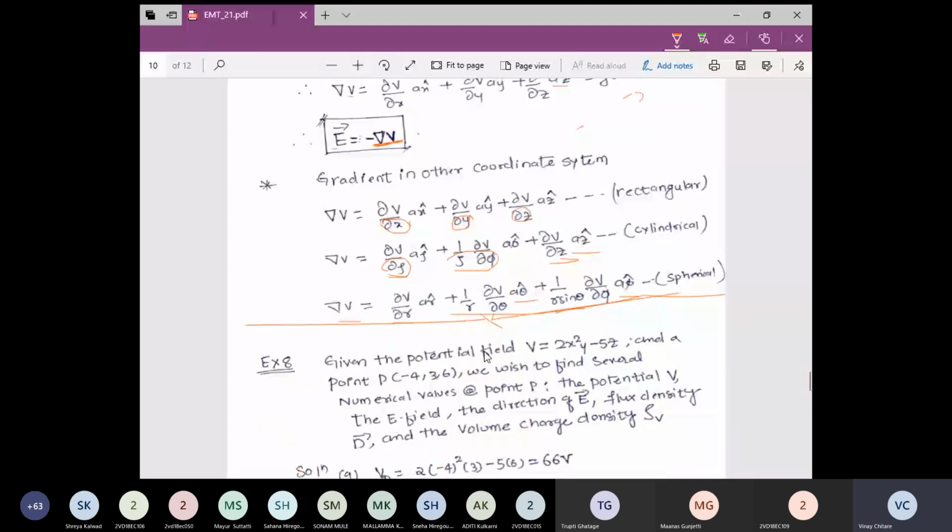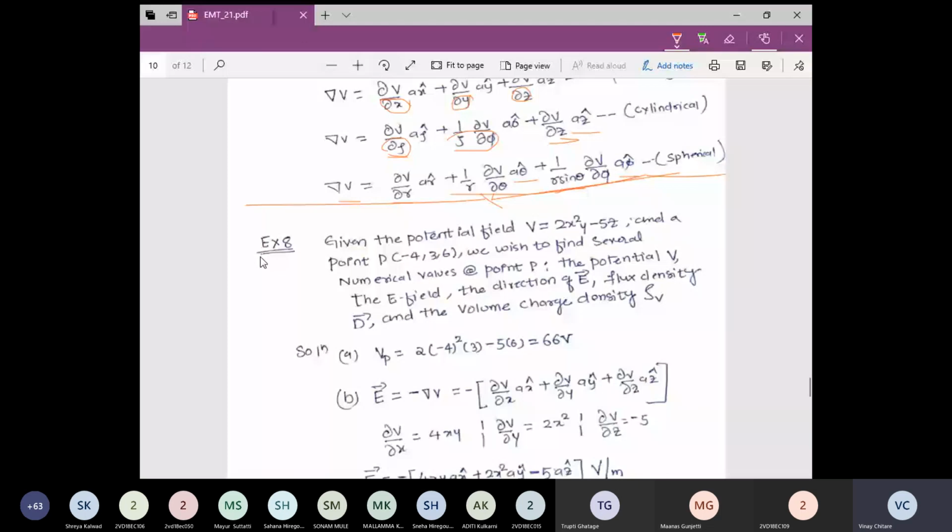Okay, so with this, we'll conclude this class with one problem. That is example number 8. Given potential field V equal to 2x square y minus 5z, and a point P that is given as minus 4, 3, 6, we wish to find several numerical values at point P.